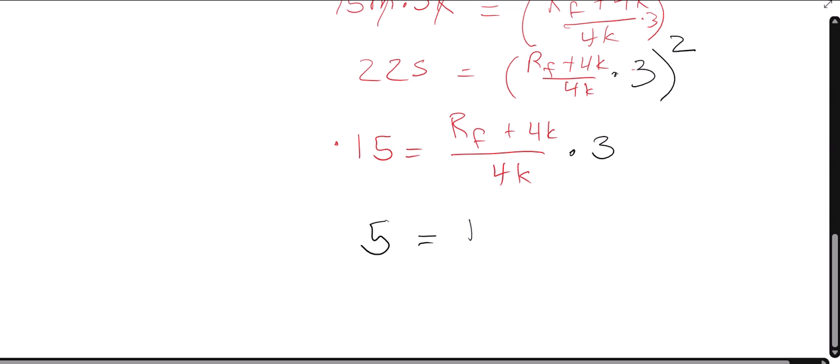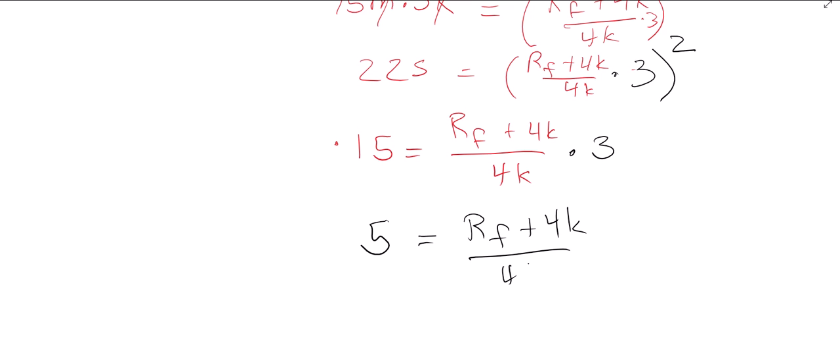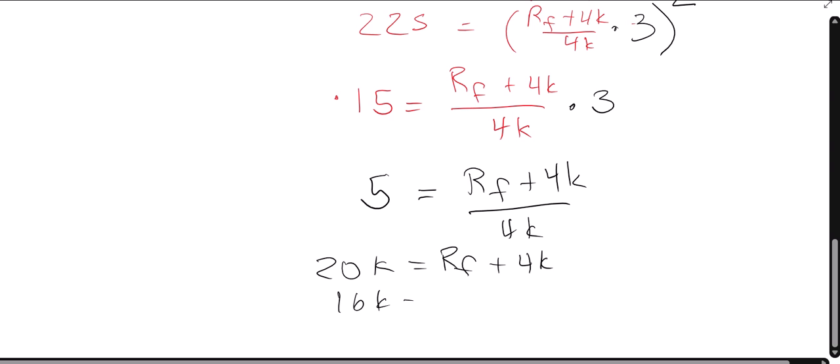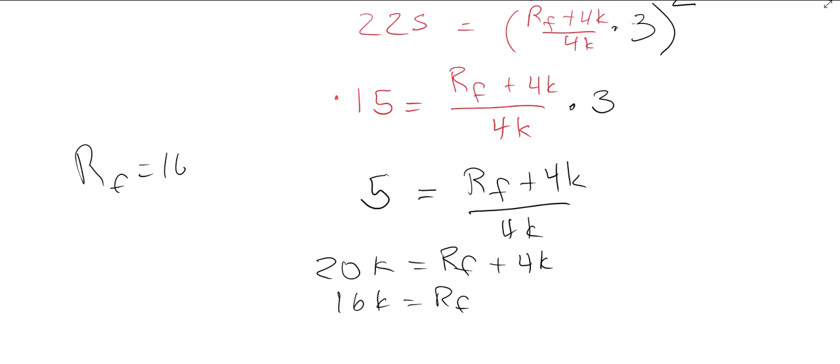Now divide by 3: RF plus 4K over 4K, or 20K, equals RF plus 4K, or 16K equals RF, or RF equals 16 kiloohms.